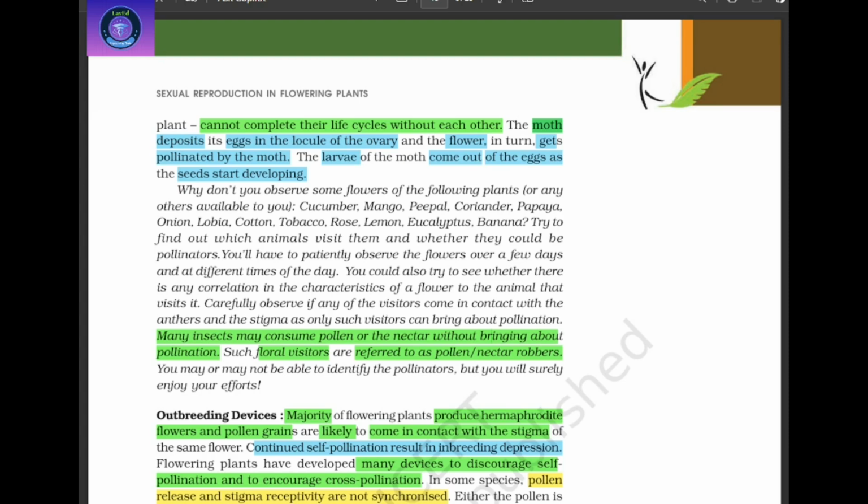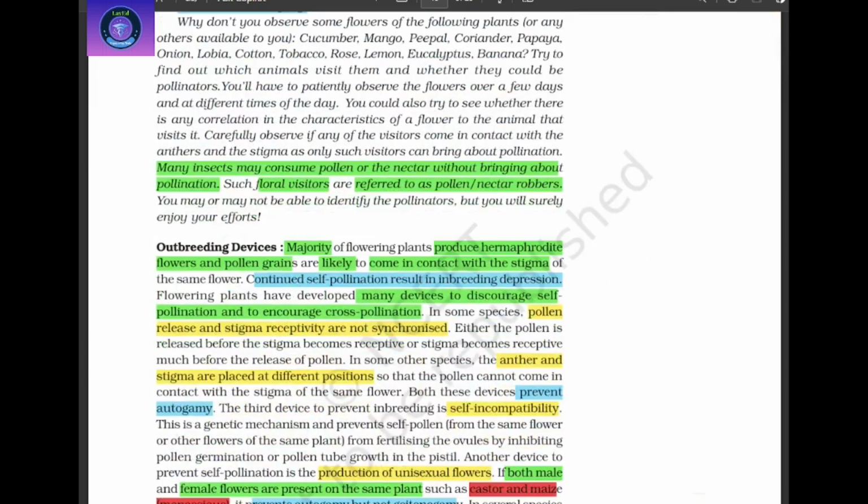Because the previous video was too long, I decided that, in order to make it easier to understand the topics in more depth, I would continue with a second part of the previous video. This part will be regarding outbreeding devices, pollen-pistil interaction, and the artificial hybridization concept. Is that clear? Without any delay, let's get started.